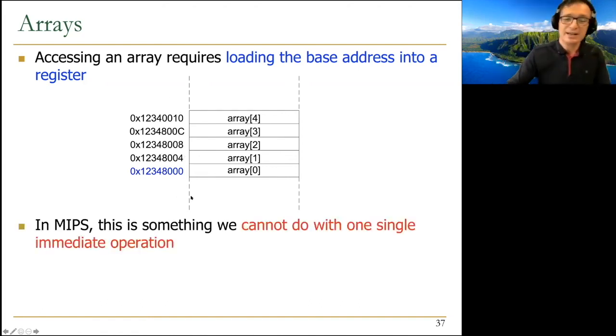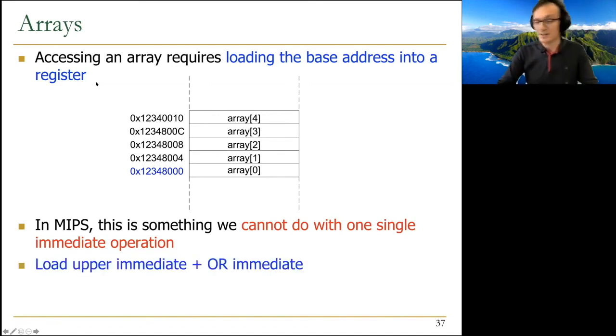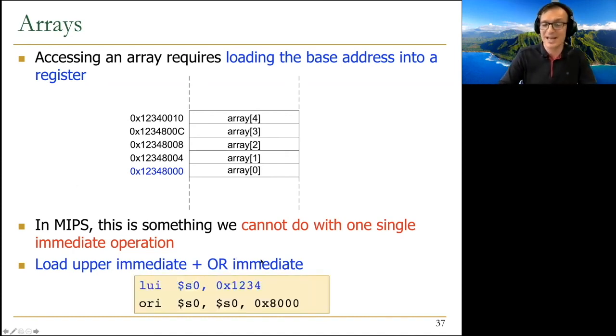So in MIPS, this is something we cannot do with a single immediate operation, loading the base register. So what do we do? We use what we learned earlier, load upper immediate plus or immediate, right? LUI and ORI. We've seen this before. If you want to load this address that we know into a register, let's say S0, we first load the upper immediate 1, 2, 3, 4 to the top 16 bits of the S0 register, and then OR the register with the 16 bits coming from this immediate value, 8,000 over here. And then you have this base address of array in S0.